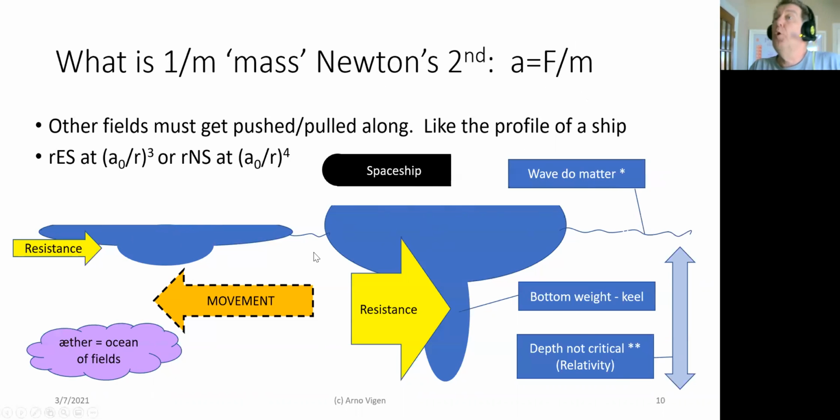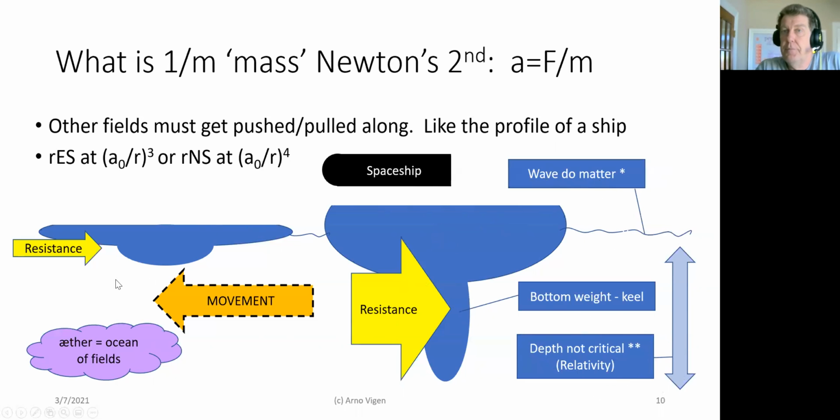Now, there's some more things to measure. Obviously, when you're in ships, waves do matter. If these are going up and down, that actually changes this calculation, makes it more difficult. Well, the same thing happens in physics. The other thing is that the depth is not critical. It's really about where it is relative to the other ships. And that's something that we'll get into deeply later in relativity.